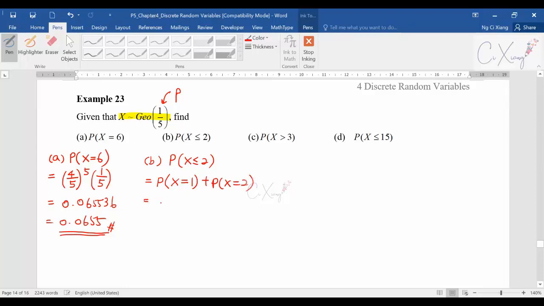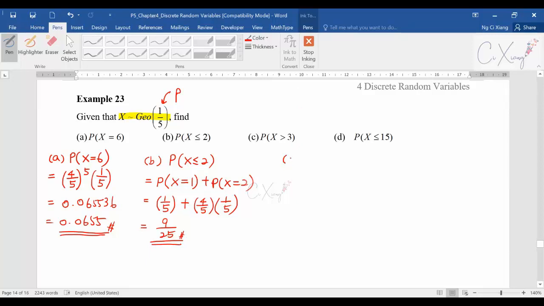For x equals 1, what is the probability? You straight away get an answer, the success trial that you want, so it's 1 over 5. For x equals 2, it means that the first time you didn't get the success trial, the second time only you get the success trial. These are also not very hard. By just pressing the calculator, you should be able to get an answer very easily.